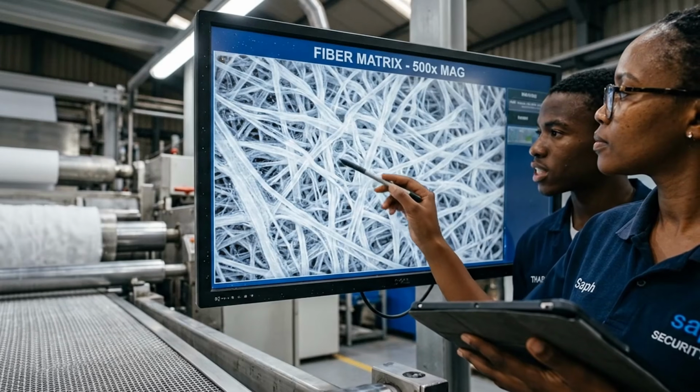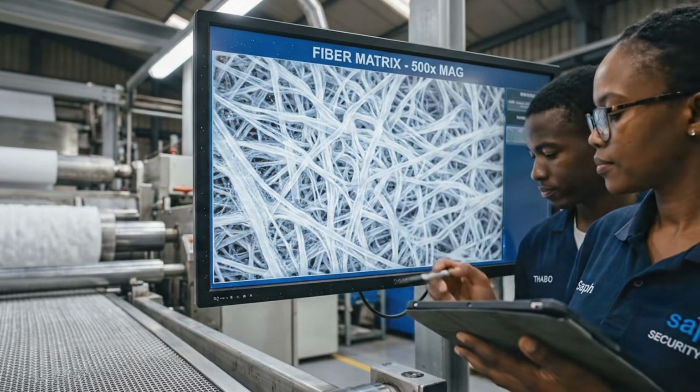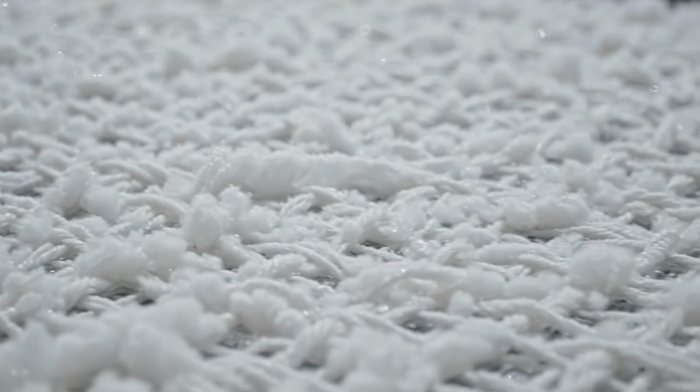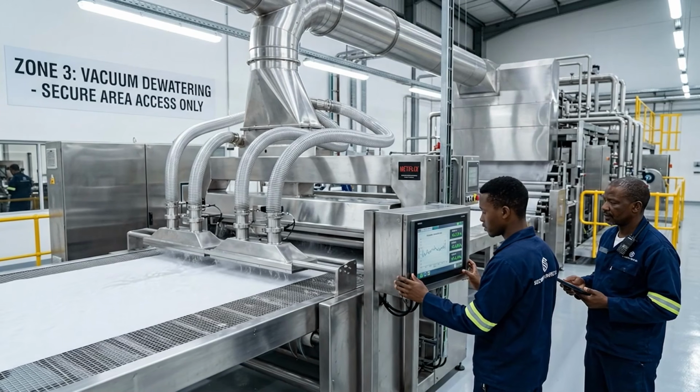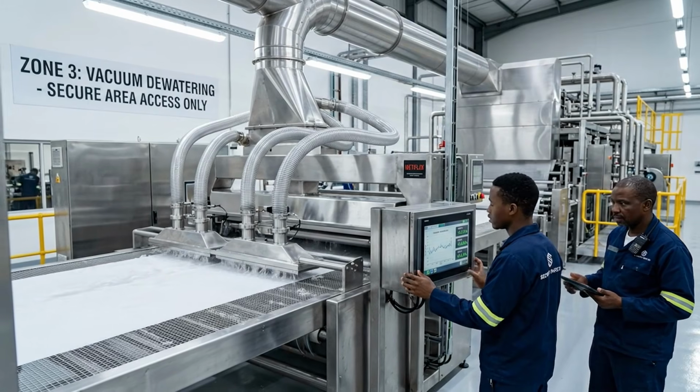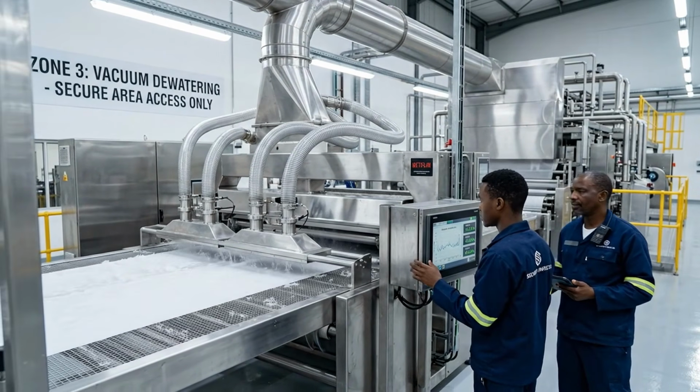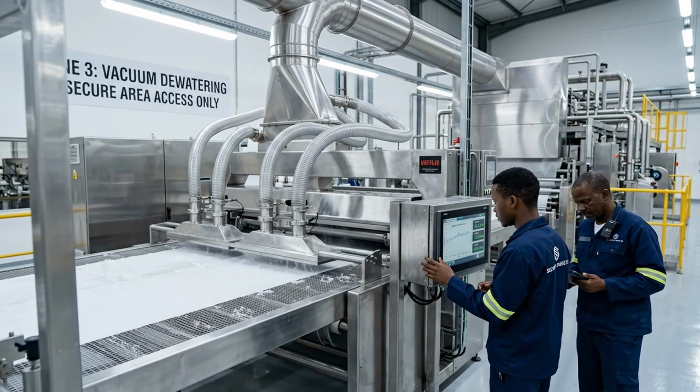The fiber matrix density looks consistent here. Yes, the 500x magnification confirms the uniformity we need. Pressure readings are normalizing in zone 3. See here. Acknowledged, the extraction rate is optimized. Adjusting the conveyor speed now.